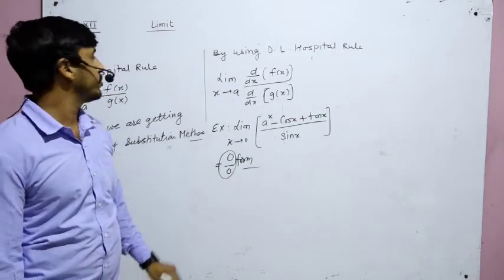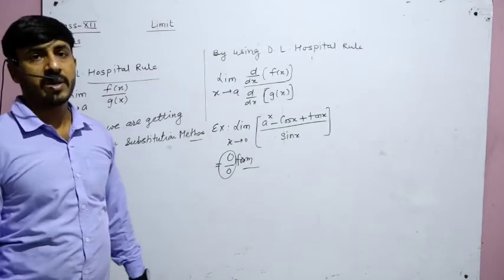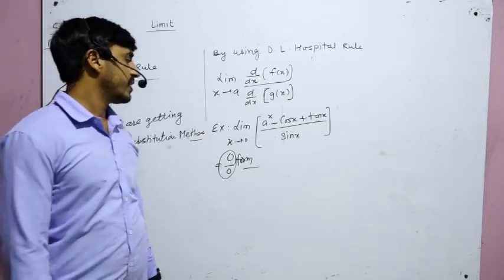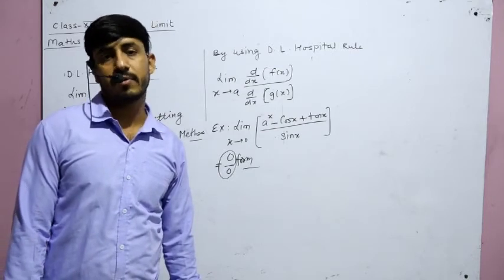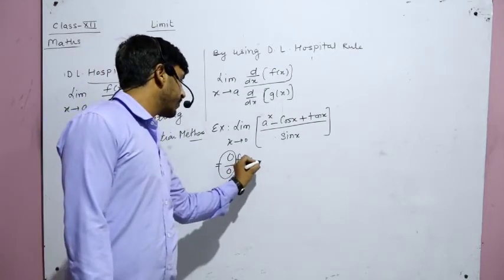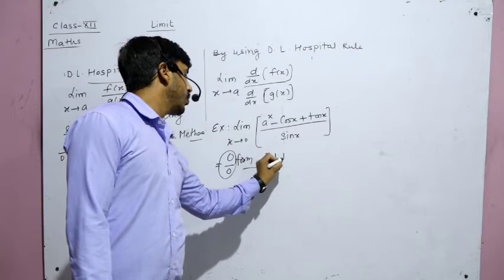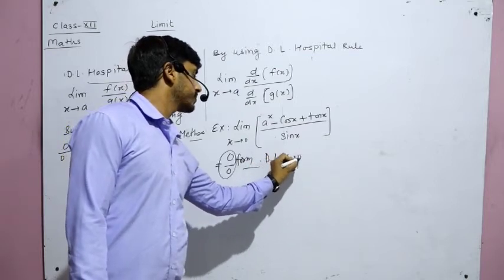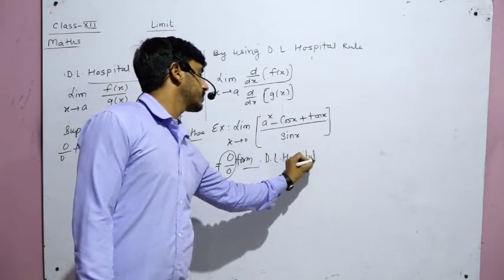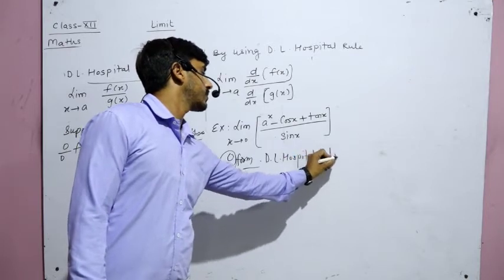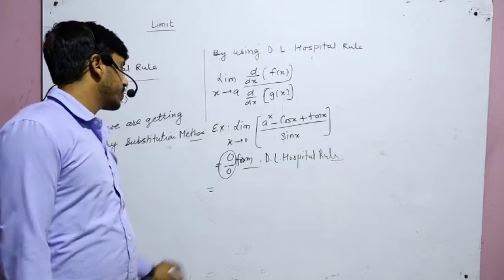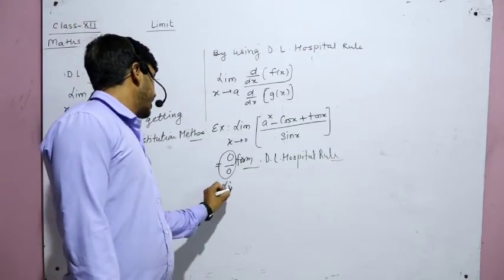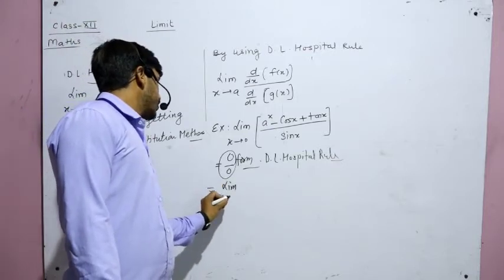That's why you can use D'Hospital rule. And what is the D'Hospital rule? You have to differentiate both the parts, numerator and denominator, separately. Okay, then I am going to use D'Hospital rule.